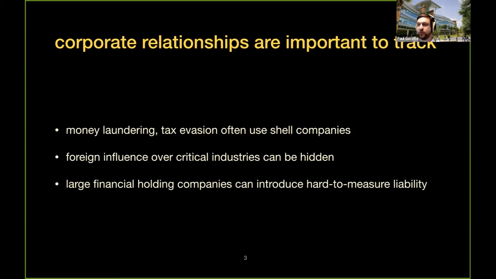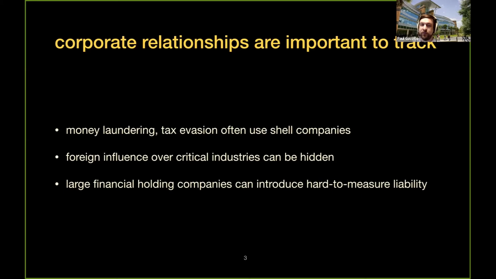For one, shell corporations, which are perfectly legal in most jurisdictions, can often be used for anonymity purposes to hide fraudulent or criminal activities like money laundering and tax evasion. And there's been some high-profile cases of either kleptocracy or drug money laundering that have cost billions and billions of dollars. And because this is a Department of Defense project, one of their worries is foreign influence over critical infrastructures.